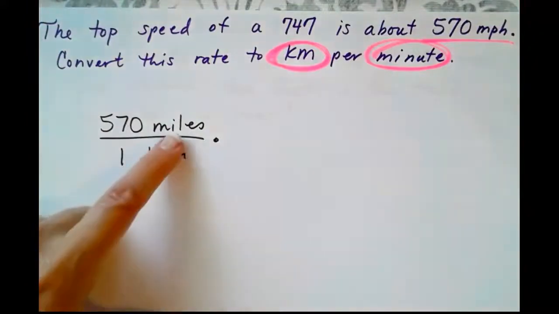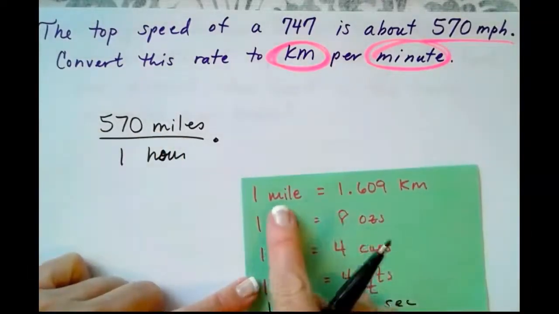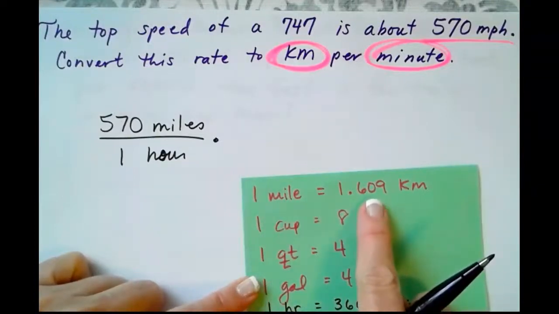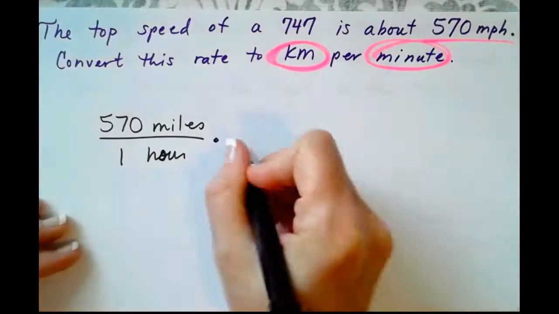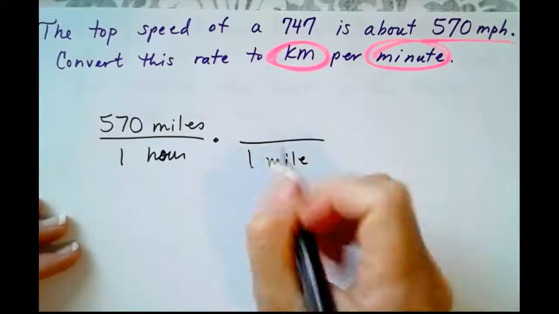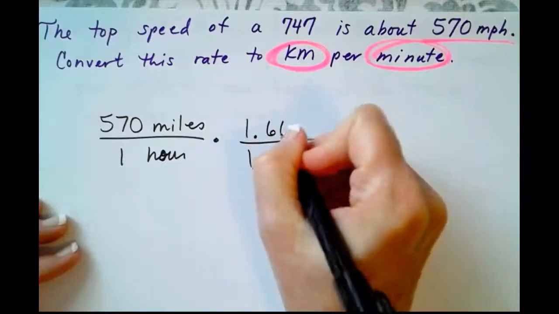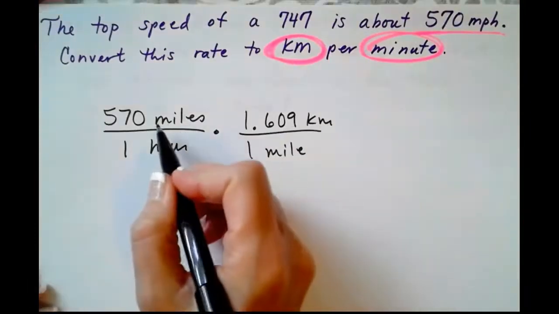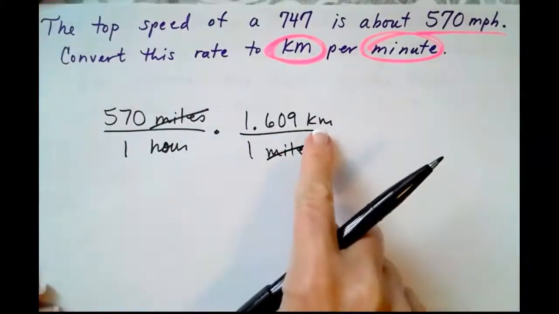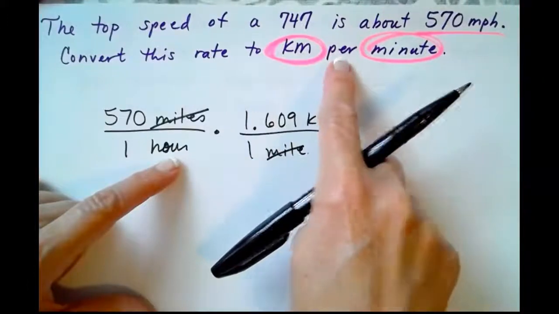What do we want to undo first? Let's undo the miles. Let's change miles to kilometers. So let's see. I've got on my index card that 1 mile is equal to 1.609 kilometers. So miles is on the top, then our mile has to go on the bottom, equals 1.609 kilometers. So we've got our miles ready to cancel now. And now we've got kilometers per hour, but we're not done yet because we want kilometers per minute.